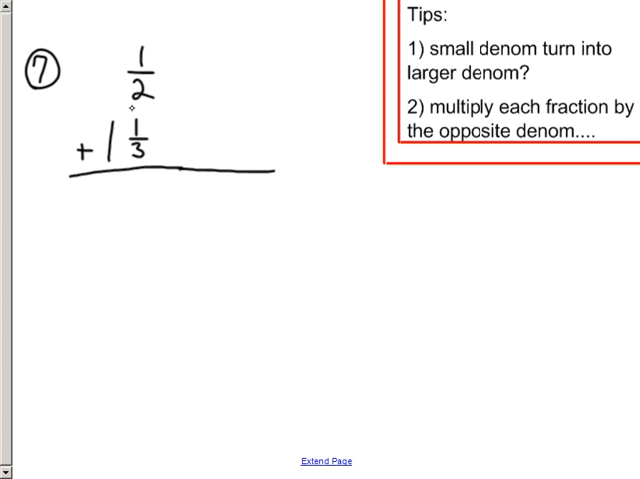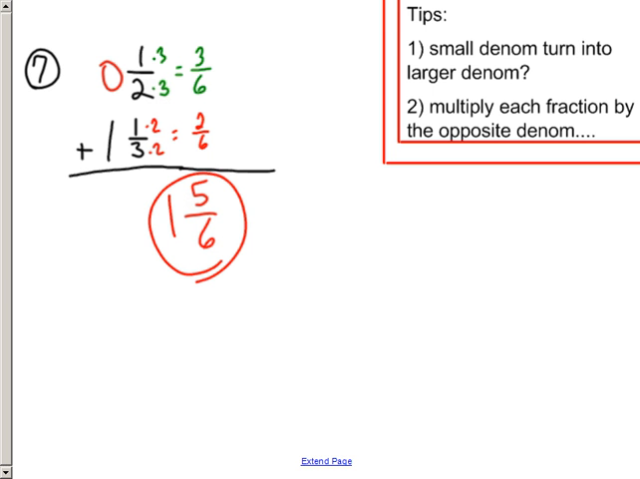Remember, this is addition. It's not subtraction, so we just have to get common denominators here. I'm going to make both of them into 6. So this will be 5/6. We had a 0 sitting here, so 0 plus 1 is 1. So 1 and 5/6.